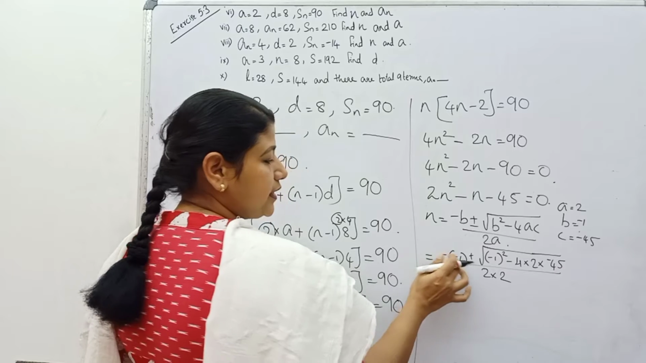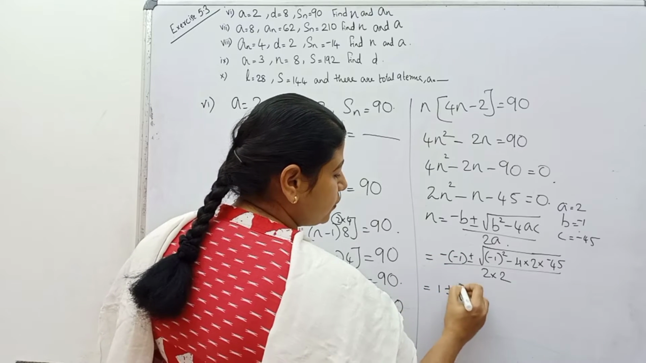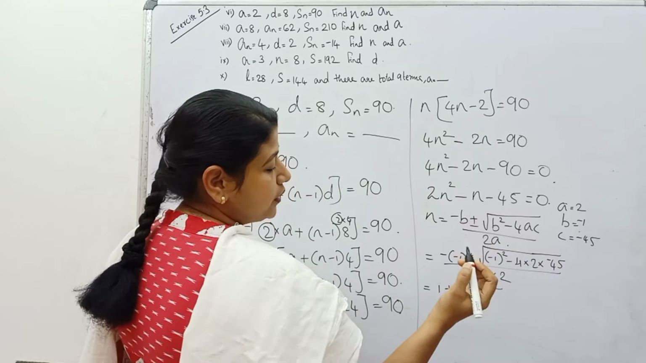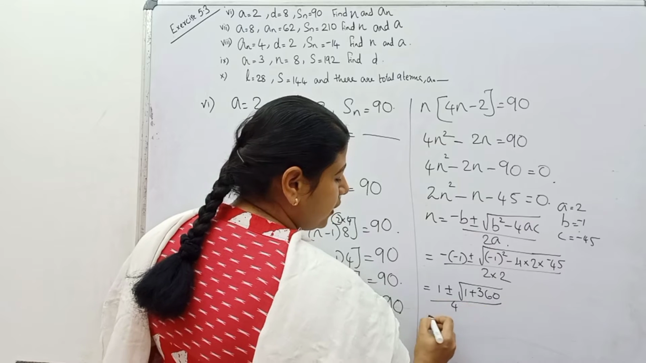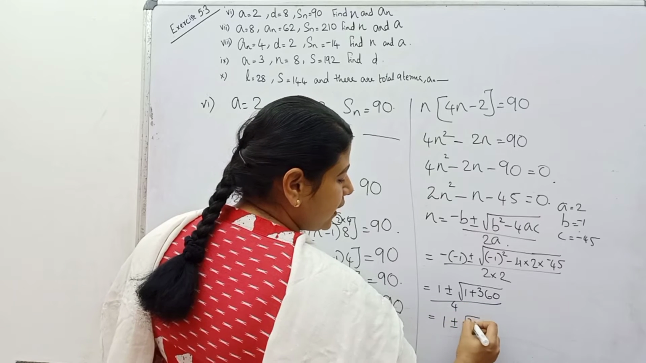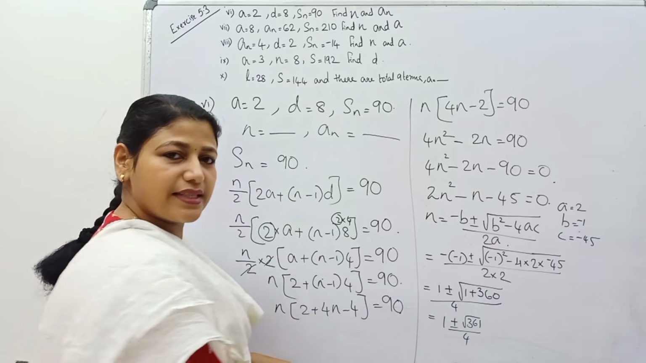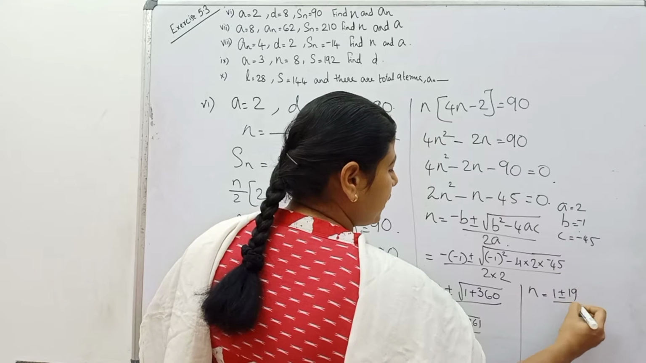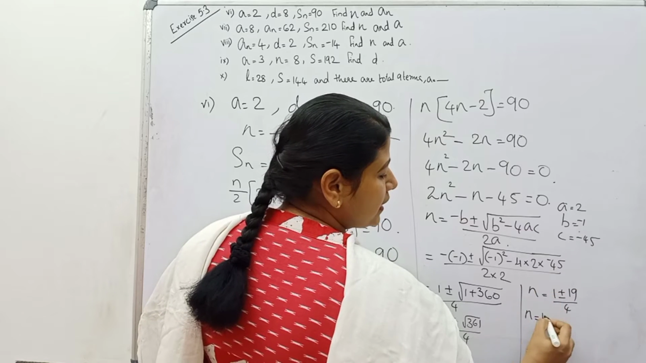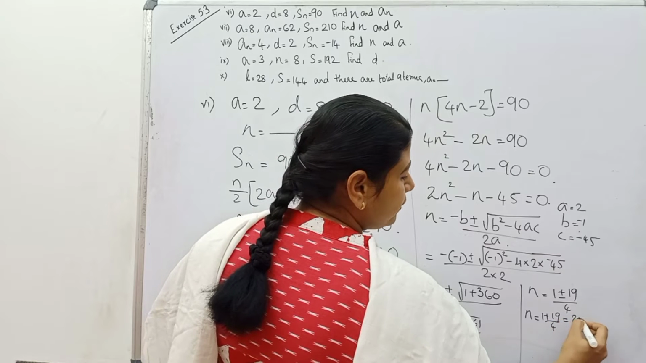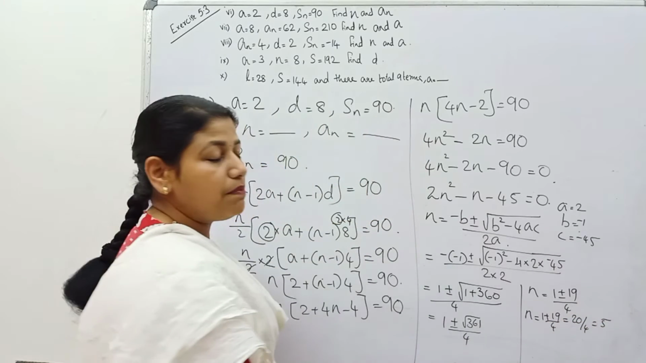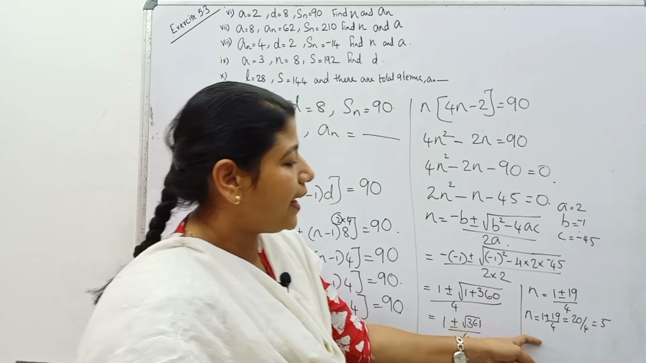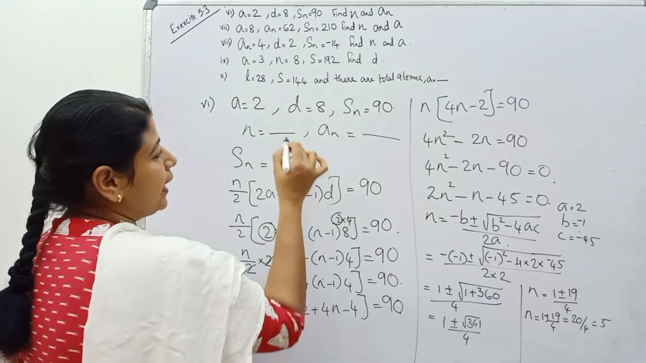You will get negative of negative 1 is positive 1 plus or minus root of 1 square is 1 plus 2 into 45 is 90, 90 into 4 is 360, by 4 equal to 1 plus or minus root 361 by 4. Root 361 is 19. So you will get n equal to 1 plus or minus 19 by 4. So we have two values, 1 plus 19 by 4 which is equal to 20 by 4, that is 5. And the other will be 1 minus 19 which is negative 18. n can never be a negative number, so we can take n as 5. So we have got n as 5.